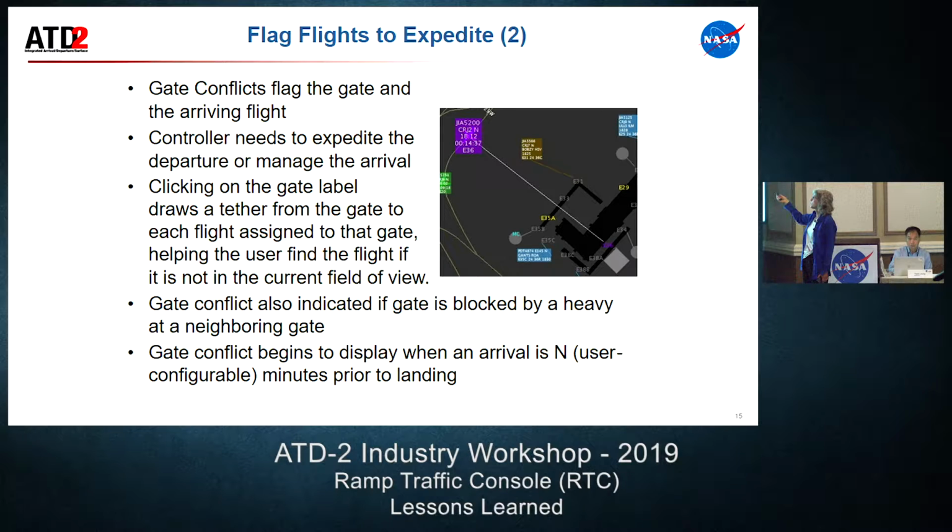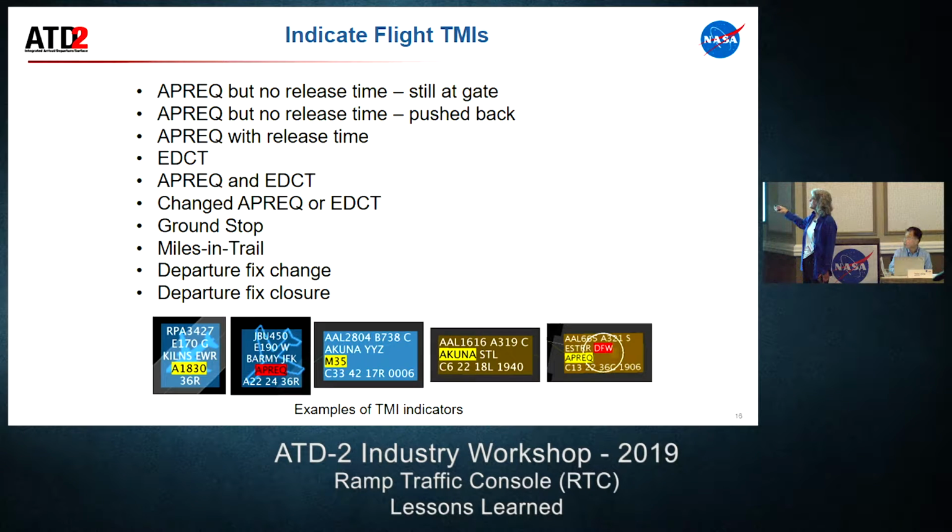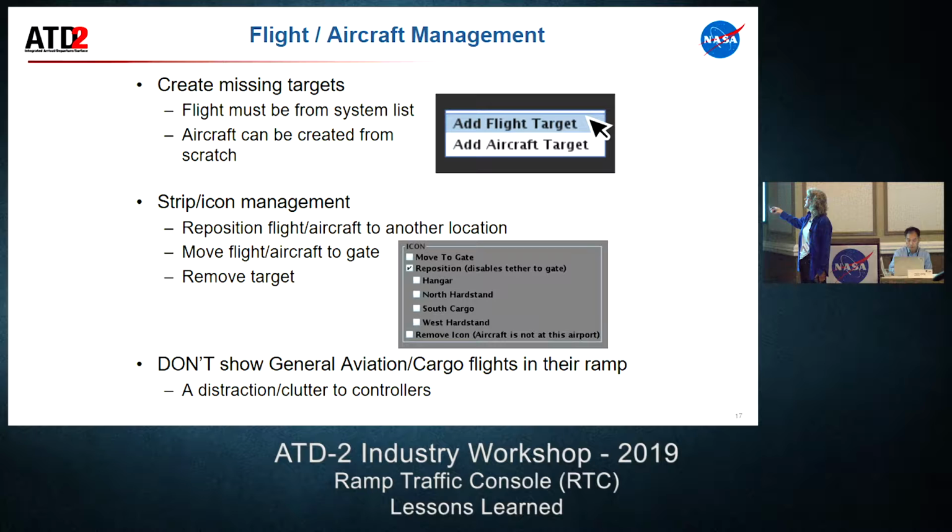Another one, which Debbie described in detail, was the gate conflicts and the ability to know when there's a gate conflict, because the controller would either need to expedite the departure or manage the arrival to handle that. Debbie also talked in great detail about the TMI alerts, and we use the reverse highlight of the various TMI fields to show if there's a TMI that affects the flight.